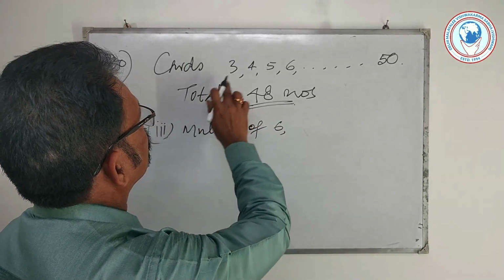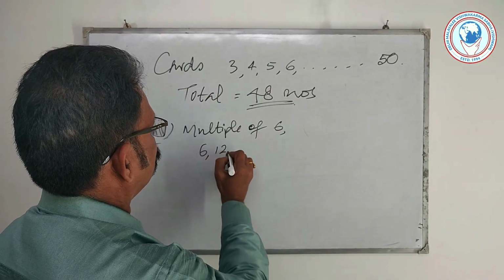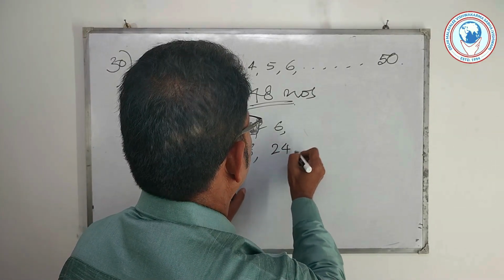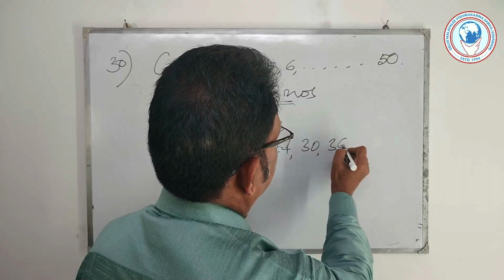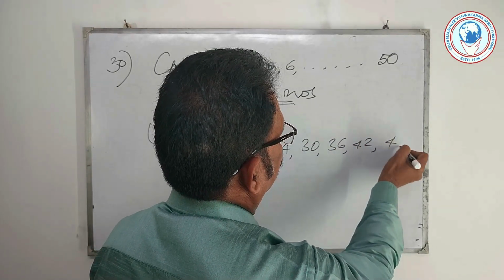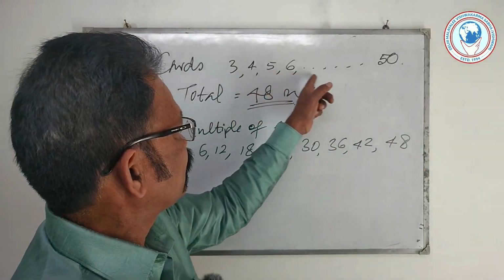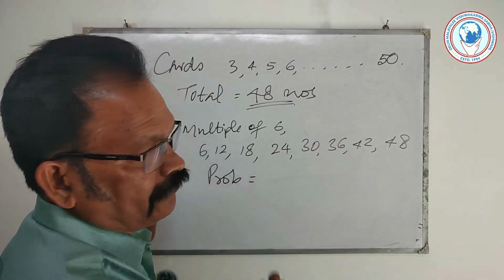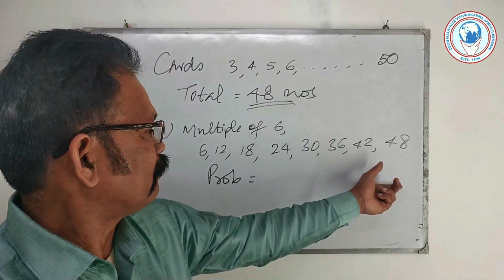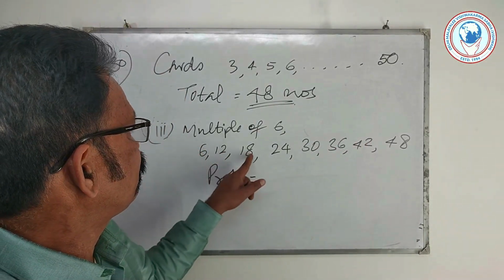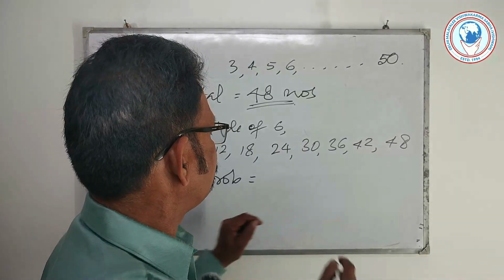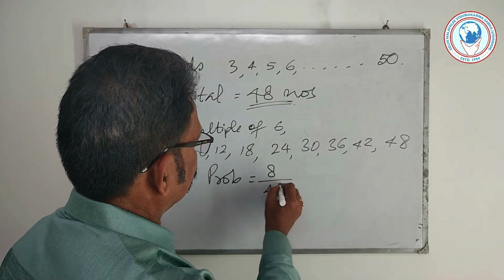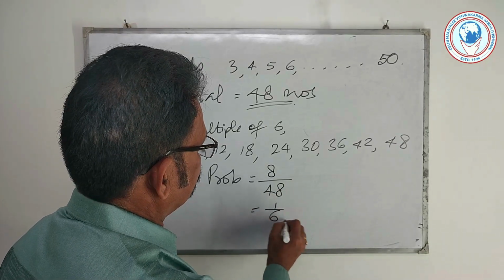Now, probability of a number which is a multiple of 6. They are 6, 12, 18, 24, 30, 36, 42 and 48 out of 3, 4, 5, 6 up to 50. Therefore, probability equal to favorable outcomes divided by total outcomes. Favorable 1, 2, 3, 4, 5, 6, 7, 8 divided by total number 48. That is equal to 1 by 6.